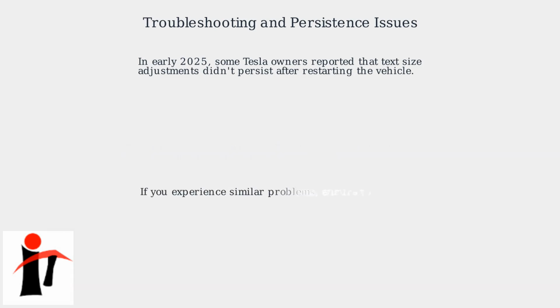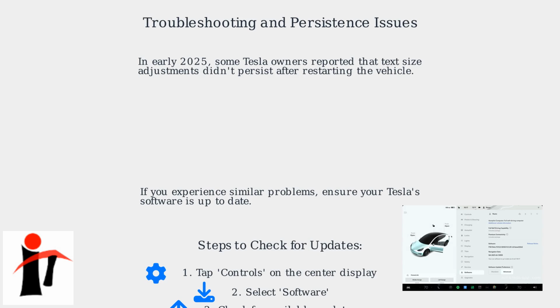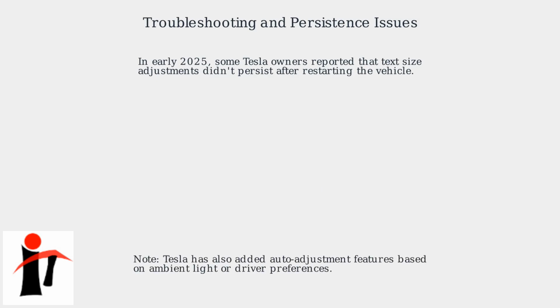If you still encounter persistence issues, make sure your vehicle's software is fully up to date. Here's how to check for updates on your Tesla's center display. Additionally, Tesla has introduced auto adjustment features that can modify text size based on ambient light conditions or your personal driving preferences, reducing the need for manual adjustments.